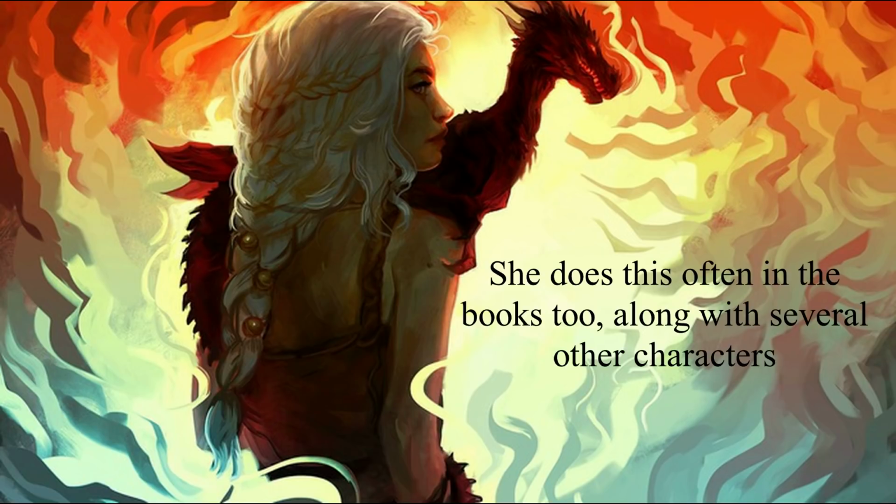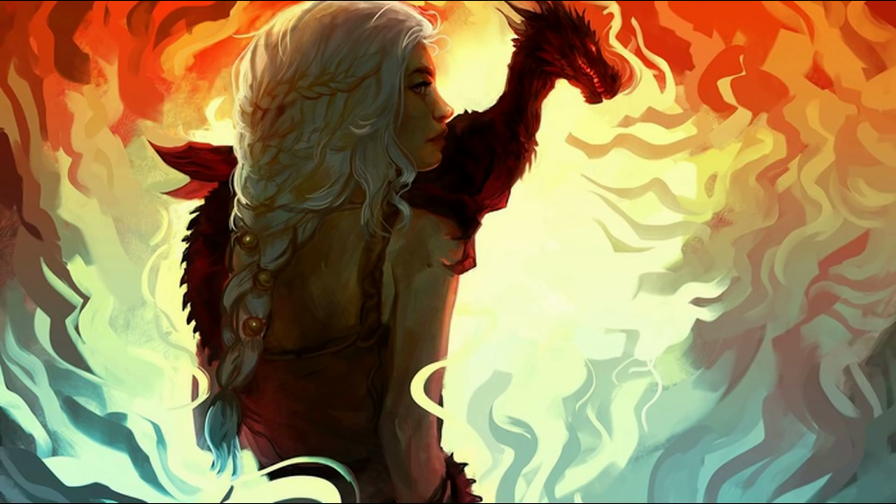Now, in the show, this is exemplified by the numerous times that she invokes her dragon ancestors during her long-winded list of titles, right before she destroys someone, literally or figuratively. And a notable example of this is her turning on the slavers of Astapor after purchasing the Unsullied, as we saw in part 1 of this.